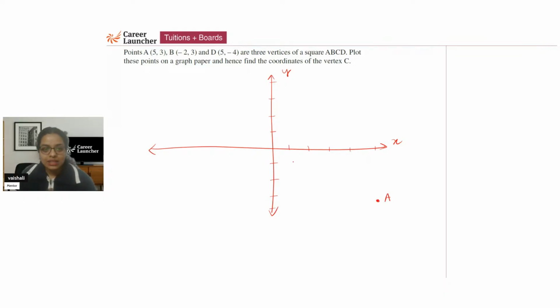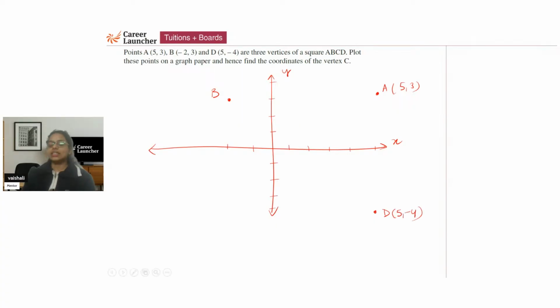This is my point A. Point B is minus 2 comma 3. So 1, 2, minus 2 comma 3. So this is my point B. And point D is 5 comma minus 4. Oh, sorry. I just put it in the negative direction. 5 comma 3 is over here. So this is going to be the point A. Here at 5 comma minus 4 will come your D point.